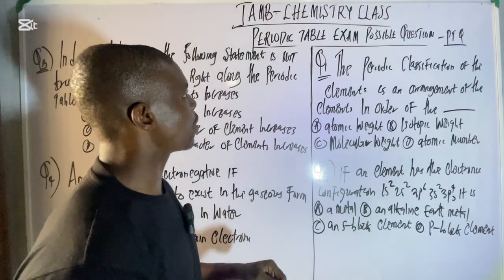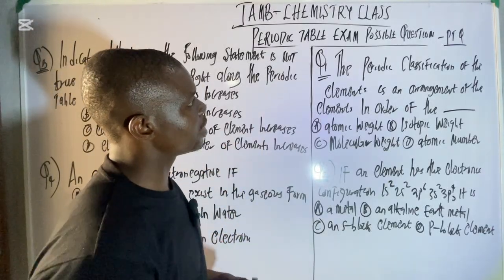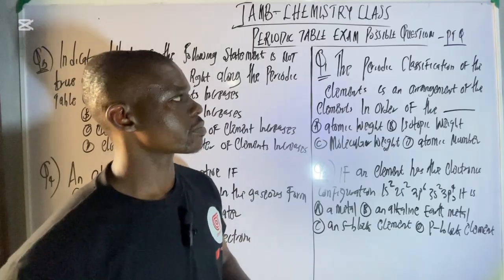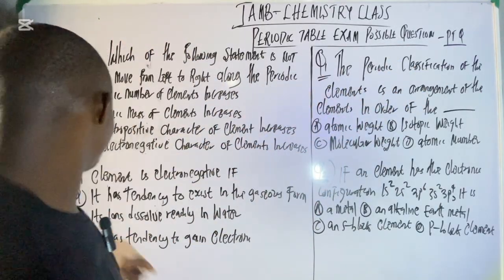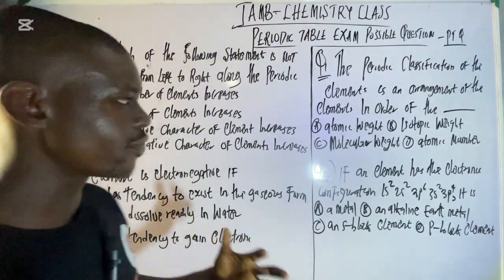In this video, we want to look at possible periodic table exam questions. We have to solve about 10 questions. Here we have question 1, question 2, question 3, question 4.